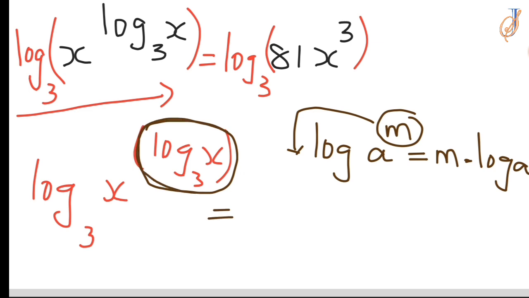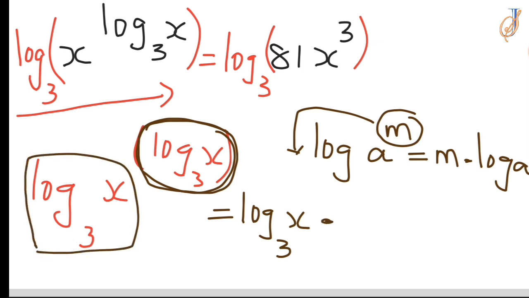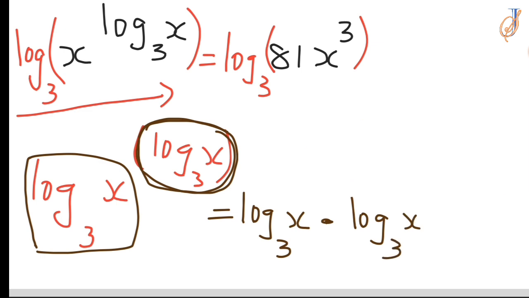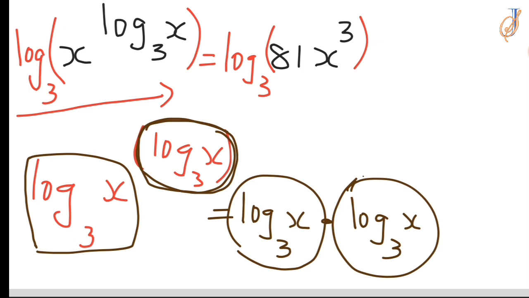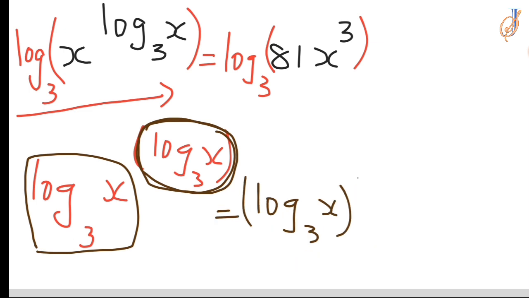In the power we have log x with base 3. So log x with base 3 times, and the remaining part is log x with base 3. This is log x with base 3 and this is times log x with base 3. So when you multiply you will get log x base 3 whole power 2. So after simplifying the left hand side expression, we got log x base 3 whole power 2. Just write that.